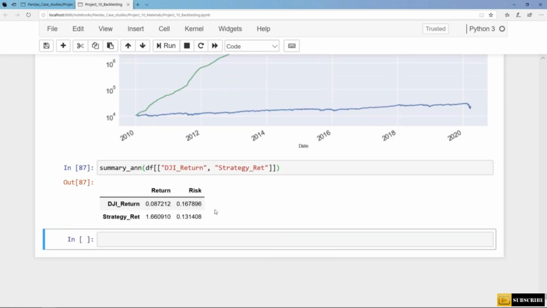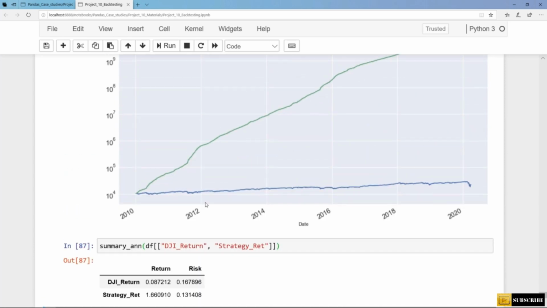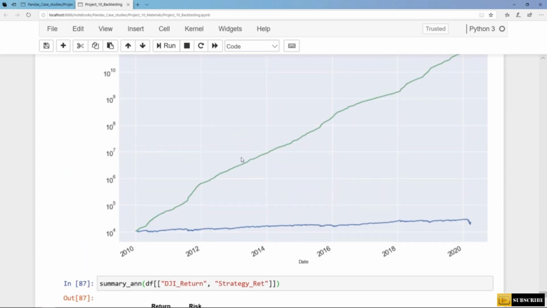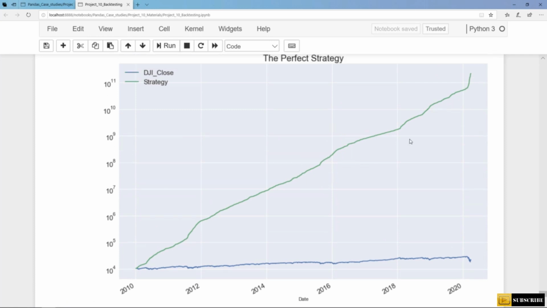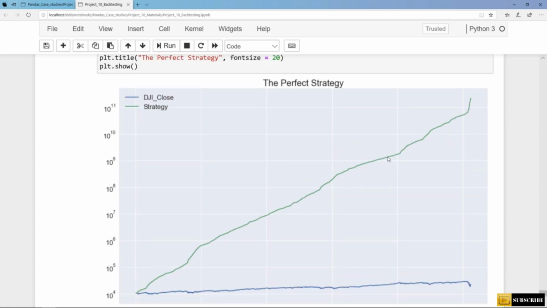And here we end up with an annualized return of 166%. And actually our investment is steadily increasing, so there's no single day where we have actually a negative return. So for those who can perfectly predict the future, it's no problem to become a billionaire. But of course, this is only wishful thinking.